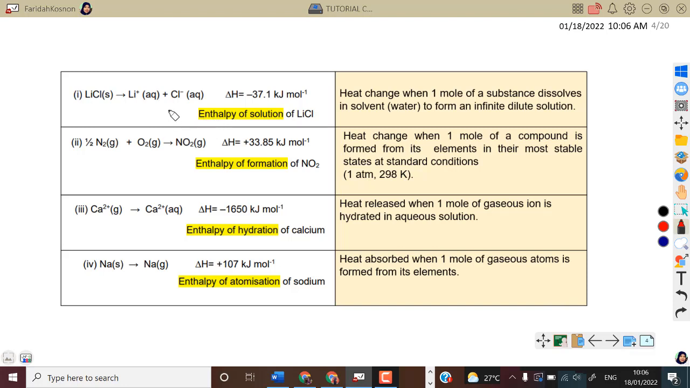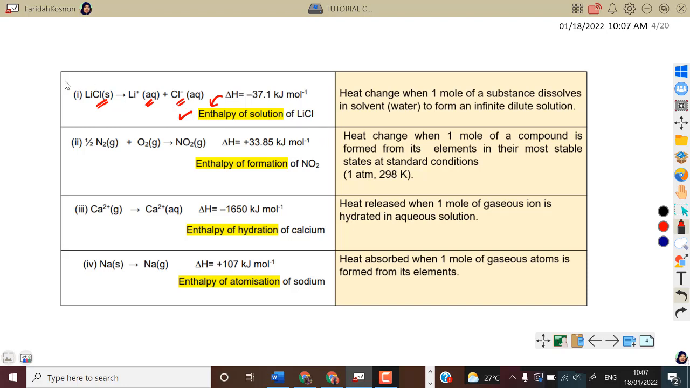So for the first question, you tengok kat sini, we have lithium chloride solid. So this is the substance. And then, dia bertukar. It is converted to lithium ion aqueous and chloride ion aqueous. And this is the enthalpy given. Okay, it is exothermic reaction. Jadi kalau you tengok, ini adalah delta H, ini adalah enthalpy of solution of lithium chloride.